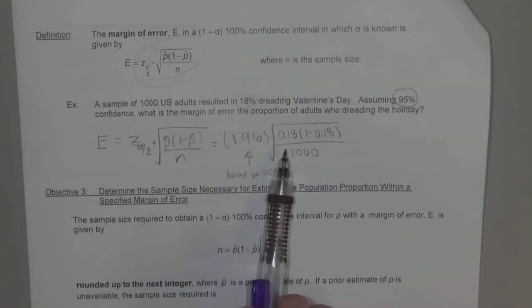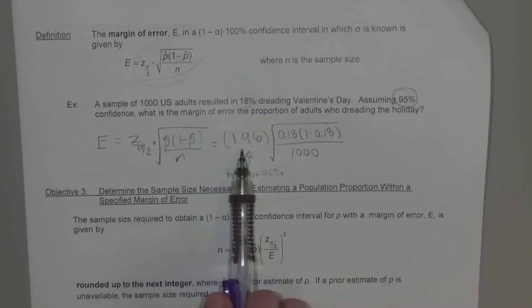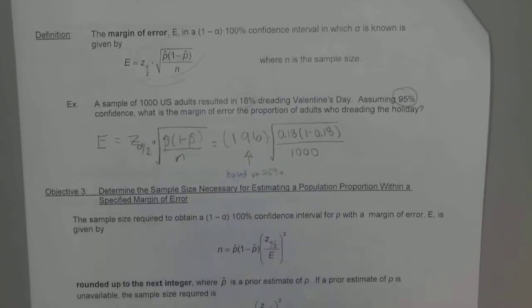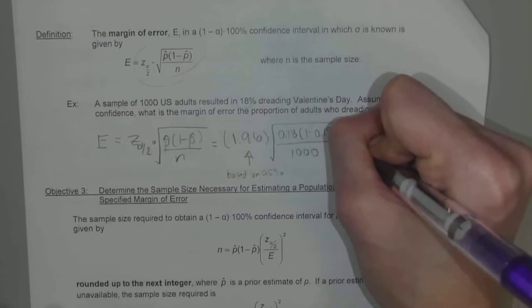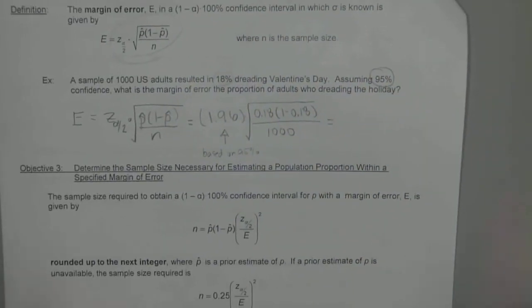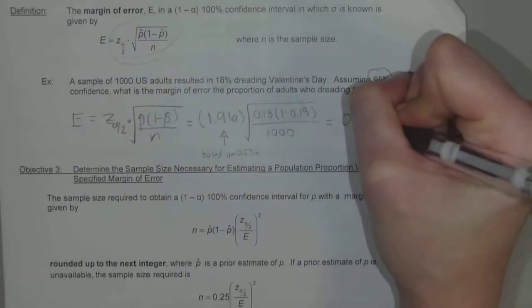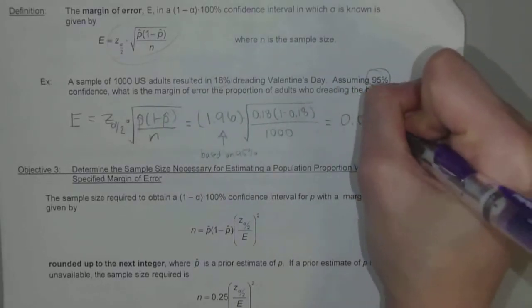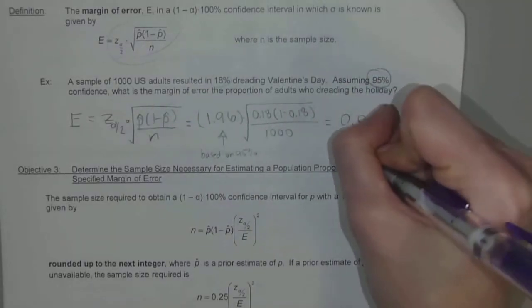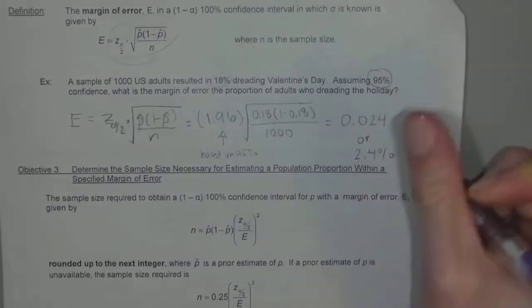So what we can do is just throw this in the calculator as we see it. 1.96 times the square root of 0.18 times 1 minus 0.18 all over 1,000. Let's round it to 3 decimals. What do you guys get when you put that in your calculator? 0.024, or 2.4%.